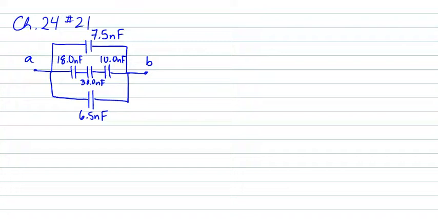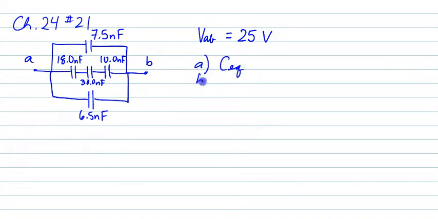Okay, welcome back everyone. In this video we're going to be looking at an example of a capacitor circuit. So this is problem 21 from chapter 24, and this is one where we're given the capacitances of several capacitors, and we're given the potential difference between points A and B to be 25 volts, and we basically want to find several things. We want to find the equivalent capacitance of the circuit. We want to find the total charge stored in the circuit.